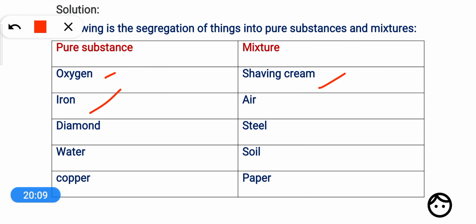air is again a mixture of oxygen, nitrogen and different types of gases, right? Diamond is a pure form of carbon, while steel is a mixture, it is an alloy, right? Water is a pure substance having only water molecules. Soil has many types of substances mixed in it. Copper is a pure substance, paper is a mixture.